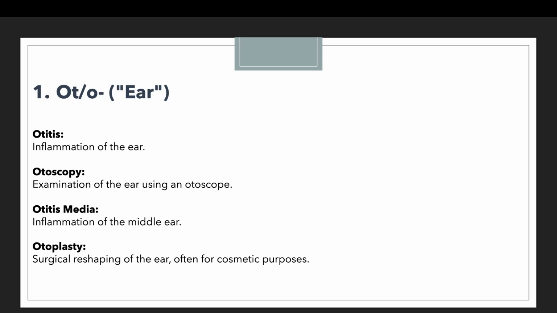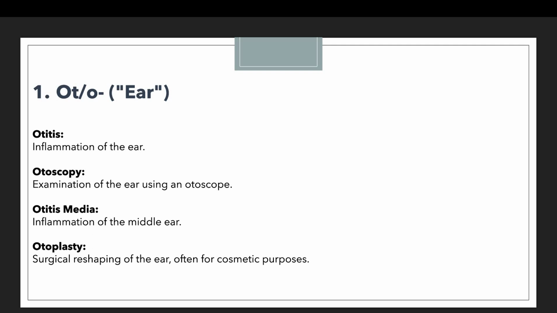Now if you look at all the examples again, you will find only one common thing between them, which is the ear. Everywhere we are talking about the ear. Somewhere we are talking about the inflammation of the ear, then the examination of the ear using an otoscope, then the inflammation of the middle ear, and then the surgical reshaping of the ear, often for cosmetic purposes.